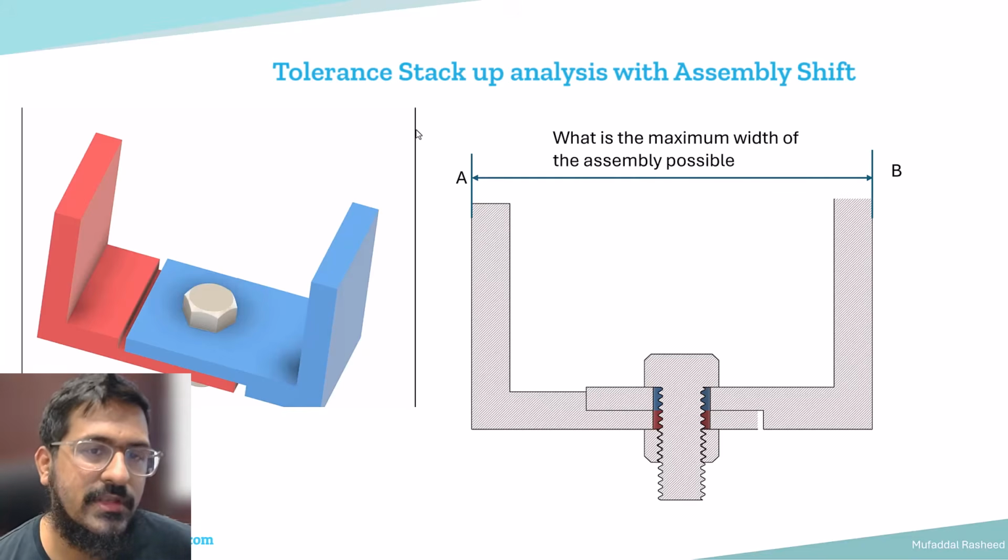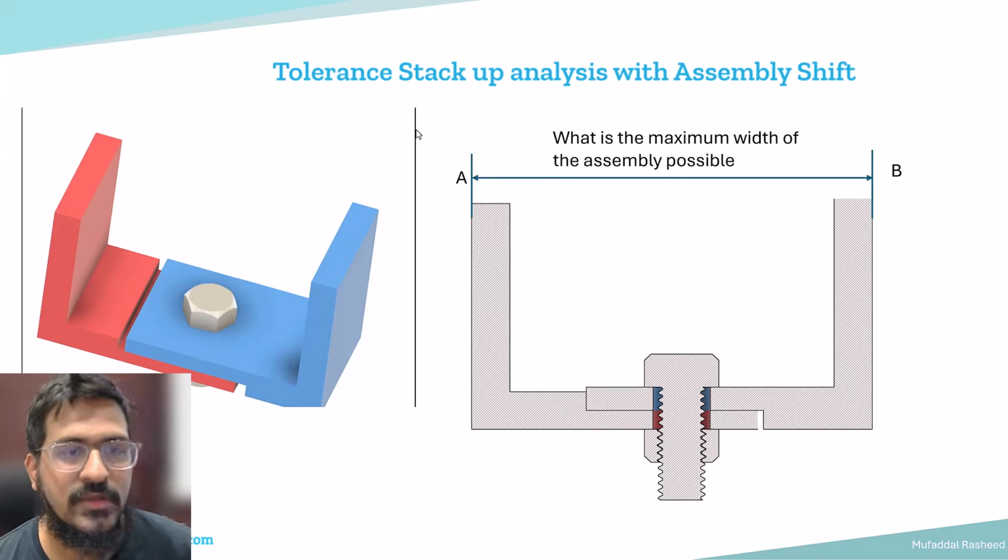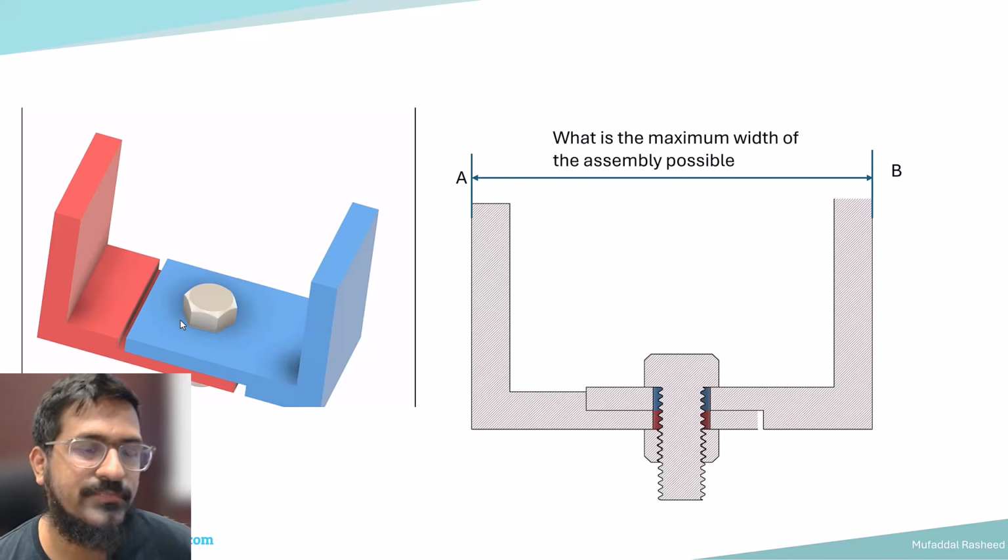In this video, I'll be taking you through tolerance stackup analysis of a simple two-part assembly with assembly shift. So let us take this example. This is an example of two brackets which are assembled with each other using one bolt.